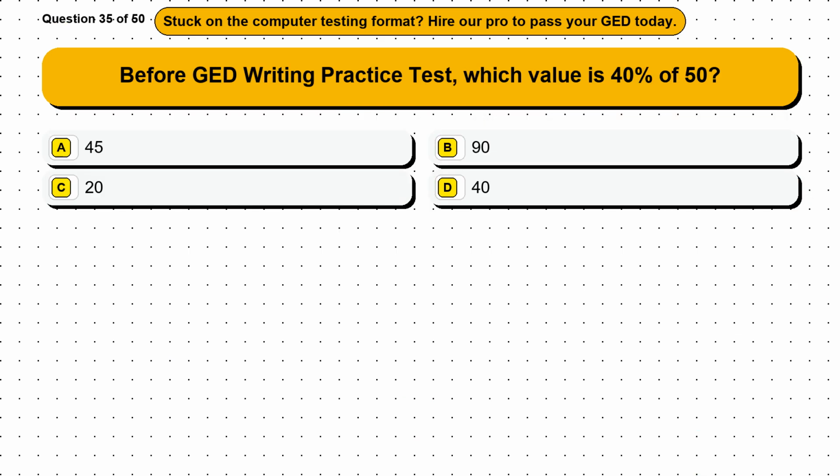Question 35. Before GED Writing Practice Test, which value is 40% of 50? Option A, 45. Option B, 90. Option C, 20. Option D, 40.